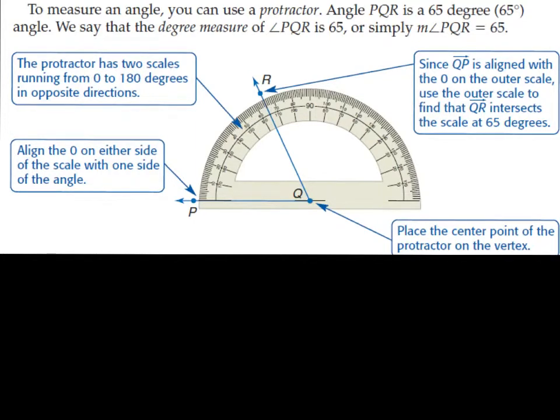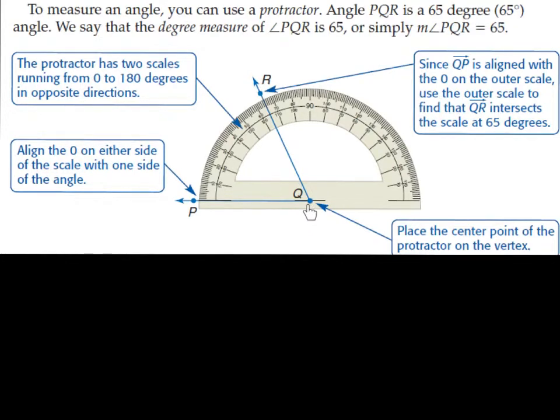The protractor has two scales running from 0 to 180 or 180 to 0, depending on which way your angle opens. You want to align the 0 on either side of the scale with one side of the angle when you go to measure. And then since ray QP is aligned with the 0 on the outer side, use the outer scale to find that ray QR intersects the scale at 65 degrees.